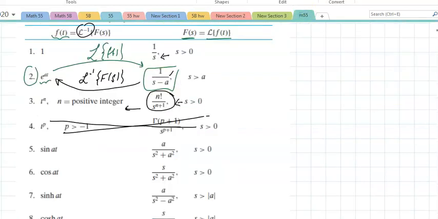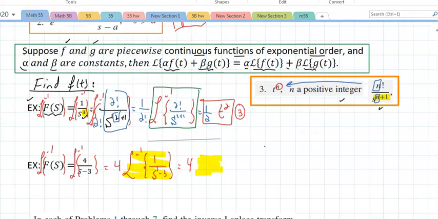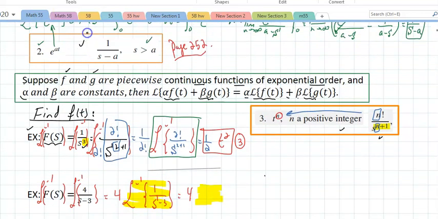And if I look at 1 over s minus 3, 1 over s, it looks like number 2. That is e to the at. So if I go in there, and it's right there, number 2, by 2, it seems if I want to go back, this will be e to the opposite of that, to the 3t. And that would be my answer.